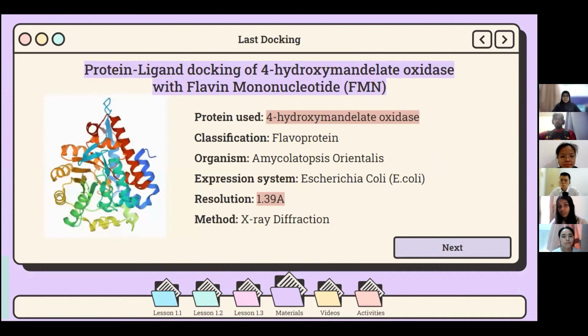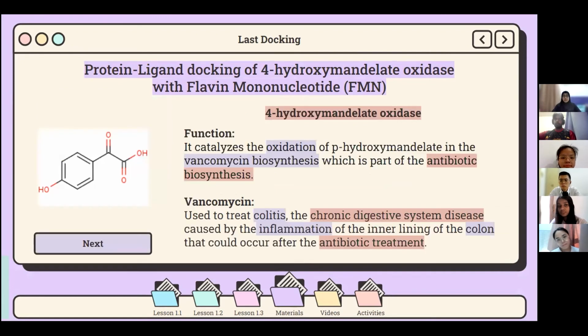Next, the last docking is between 4-hydroxymandelate oxidase and flavin mononucleotide, FMN. This protein is classified as flavoprotein, and the resolution of this protein is 1.39 angstrom. The protein is extracted via X-ray diffraction. Now I'm going to briefly explain about the fourth protein we chose.